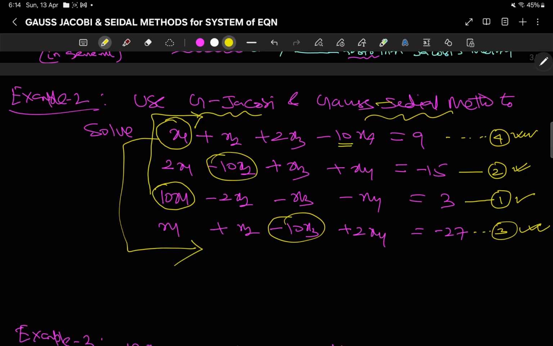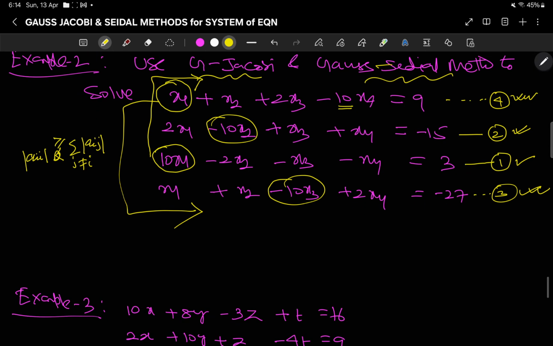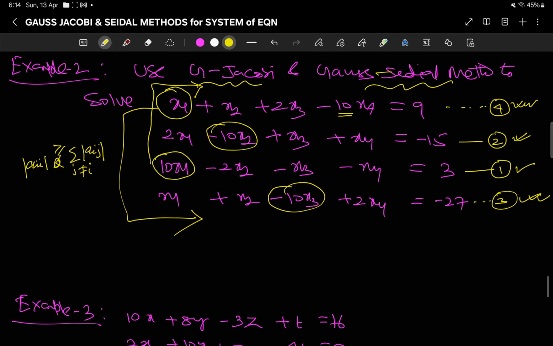Then the diagonally dominated system I will get: |Aii| is greater than or equal to the summation of |Aij| over j not equal to i, right? So then for the convergence, you just rearrange and then solve, right?